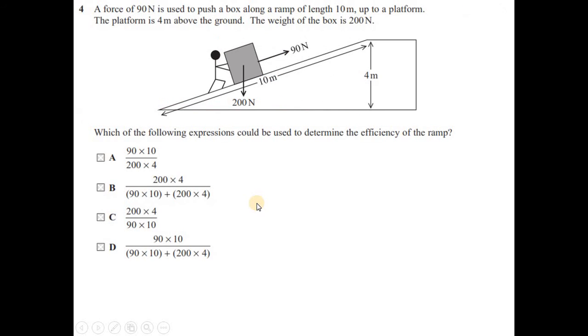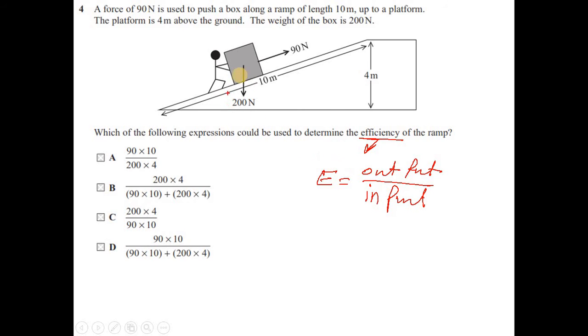Question number 4. A force of 90 Newton is used to push a box along a ramp of length 10 meter up to a platform. The platform is 4 meter above the ground. The weight of the box is 200 Newton. Which of the following expressions could be used to determine the efficiency of the ramp? So efficiency is all about the output divided by input.